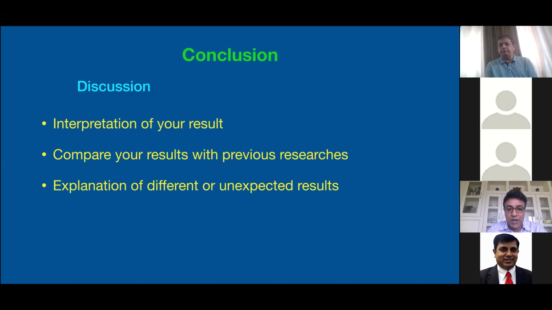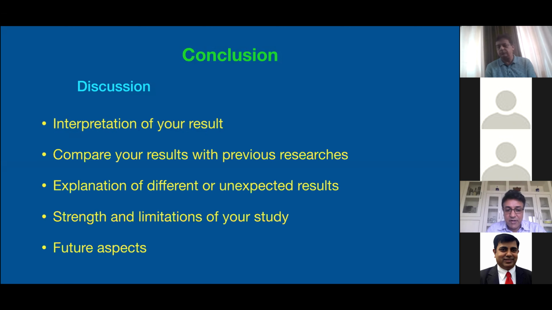You have to explain why it is there. And in the fourth paragraph, strengths and limitations of your study. And in the last paragraph, there's the future aspect. You should open the platform for further studies. This is how you should write the discussion chapter.